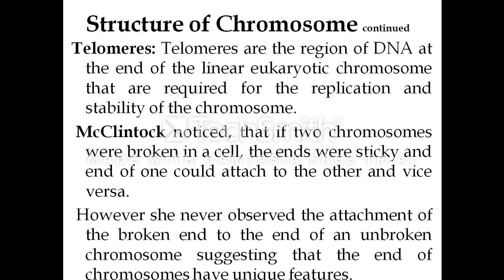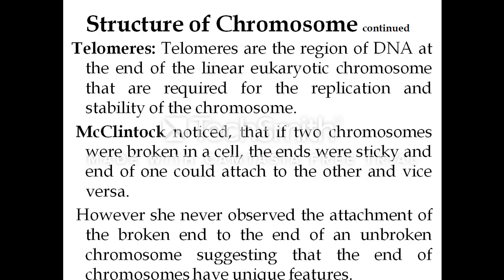Next is telomeres. Telomeres are the region of the DNA at the end of the linear eukaryotic chromosome. So the tip regions of the chromosomes are called telomeres, and they are required for the replication and stability of the chromosome. These telomeres are very important to maintain the stability or integrity of the chromosome.